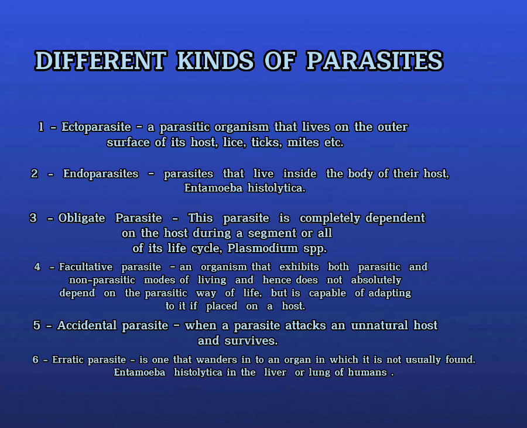Fourth, facultative parasite, an organism that exhibits both parasitic and non-parasitic modes of living and hence does not absolutely depend on the parasitic way of life, but is capable of adapting to it if placed on a host. Fifth, accidental parasite, when a parasite attacks an unnatural host and survives. Sixth, erratic parasite is one that wanders into an organ in which it is not usually found, Entamoeba histolytica in the liver or lung of humans.